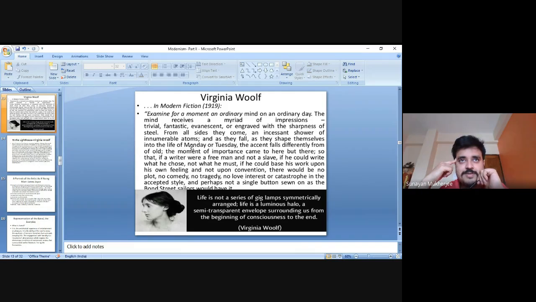The best example of this is if you walk to find your way at Sealdah station, or say at Gariahat Lake Market, or suppose you go to any ordinary bazaar, you'll be bombarded with these impressions. Come and buy fish, come and buy vegetables, come and buy clothes, blah blah blah. So imagine you're always walking inside a marketplace. You are bombarded with innumerable atoms as they fall, as they shape themselves into the life of Monday or Tuesday.